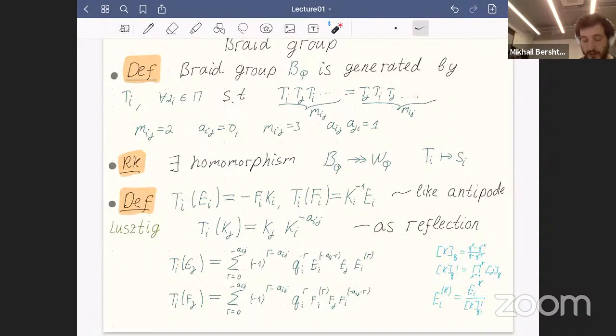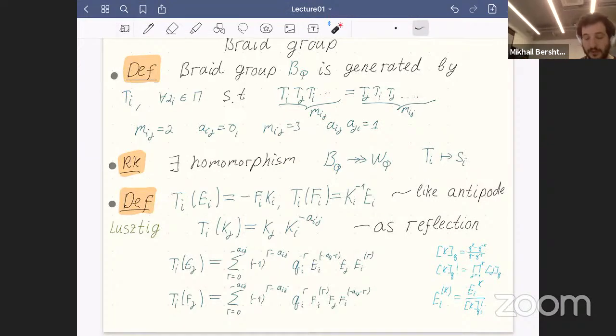And the braid group is related to the Weyl group. There is a surjective homomorphism. It means that in the Weyl group we have this relation, but simple reflections are also reflections, so Si squared is equal to one. But for the braid group we don't have any such relation, just these transformations.